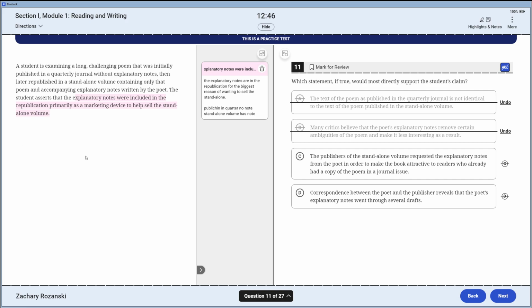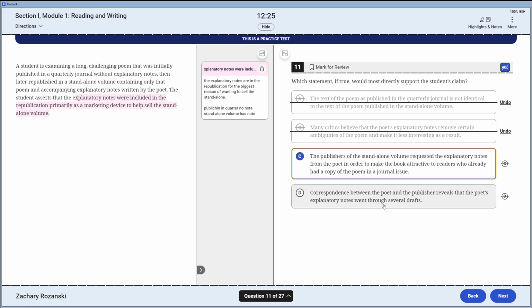That's off. The publisher of the standalone volume requested the explanatory notes in order to make the book attractive to readers who already had a copy. Yeah, this one absolutely maps onto what I think it's going to be. The publishers wanted it in order to make the book attractive. Yes, this has to be it.